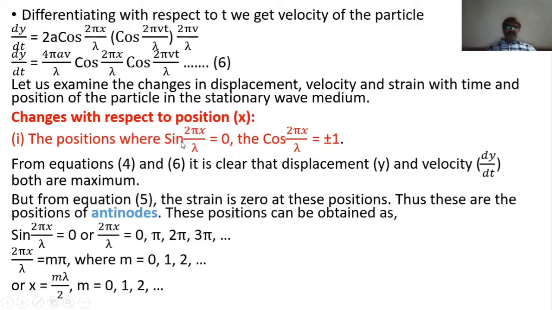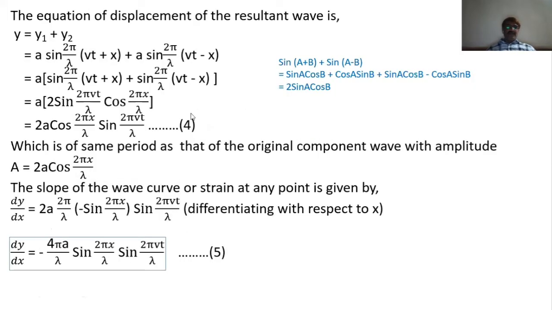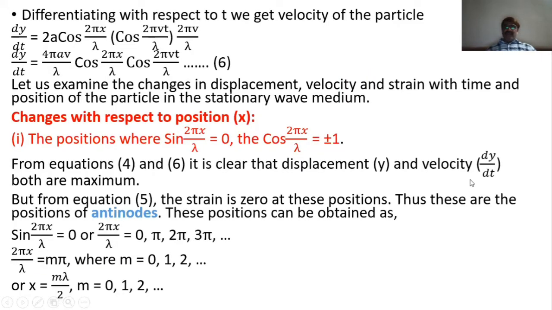So in this way, if sine 2 pi x by lambda is equal to 0, then cosine 2 pi x by lambda will be equal to plus or minus 1. This we know very well. So from equation 4 and equation 6, in equation 6 we have cos 2 pi x by lambda, so plus or minus 1, so this will be maximum, so velocity is maximum. And what about equation 4? Here again it is a cosine function, so it will be plus or minus 1. So displacement as well as the velocity are at their maximum.